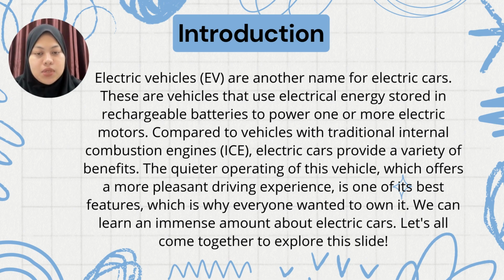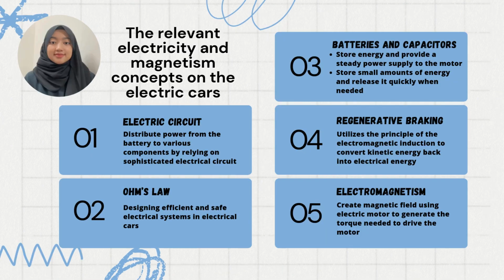We can learn an immense amount about electric cars. In this slide, we will explore the relevant electricity and magnetism concepts in electric cars. First of all, electric circuits are essential in electric cars by carrying electricity from the battery to the motor and other parts of the car. The circuits manage and regulate the flow of electricity to ensure smooth operation. Besides, circuits include protective devices like fuses to prevent damage from overcurrent. Thus, electric circuits ensure everything in the car gets the right amount of power to function properly.